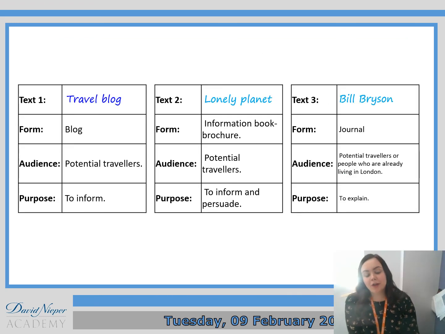Okay then, so our third and final extract was from a Bill Bryson book, okay? And the form of this one is that it is a journal, okay? So he's written his own thoughts and feelings down and then published them. So the audience is potential travellers or people who are already living in London. He does state quite a few times that he feels that people who live in London don't really see its true draw, but he lives in London and he's able to see it, so that's why he's informing people on it.